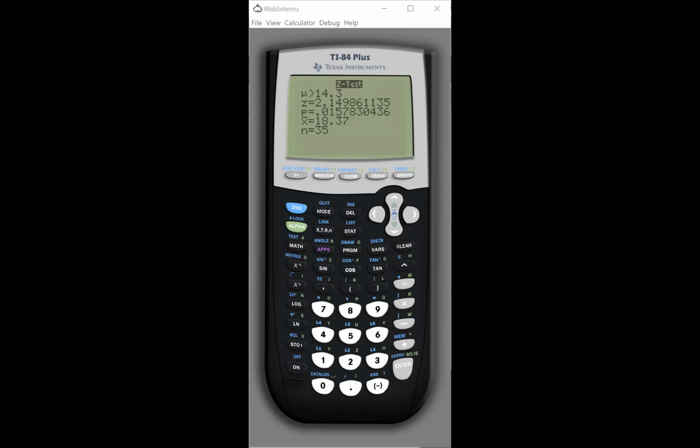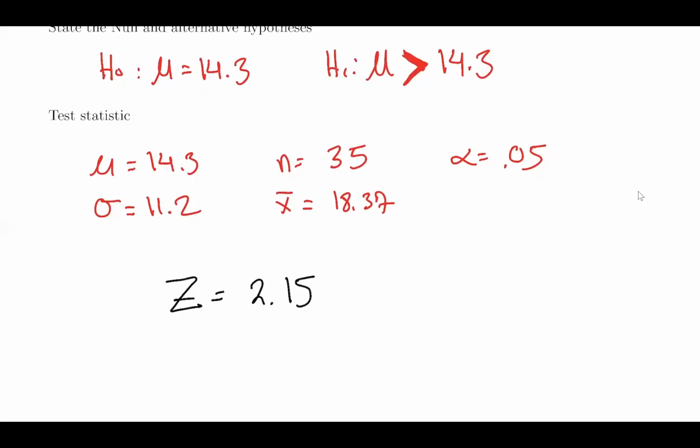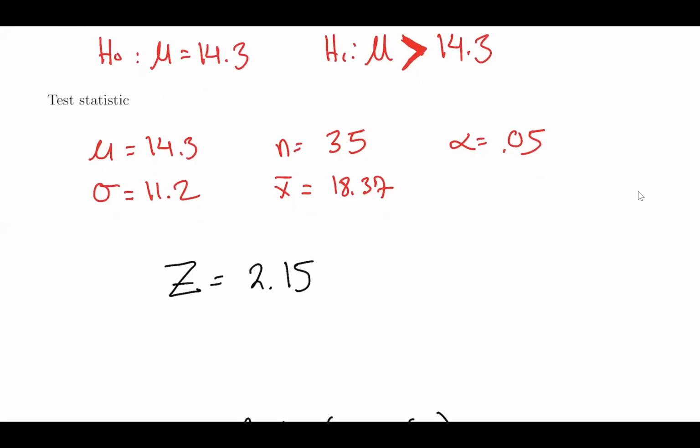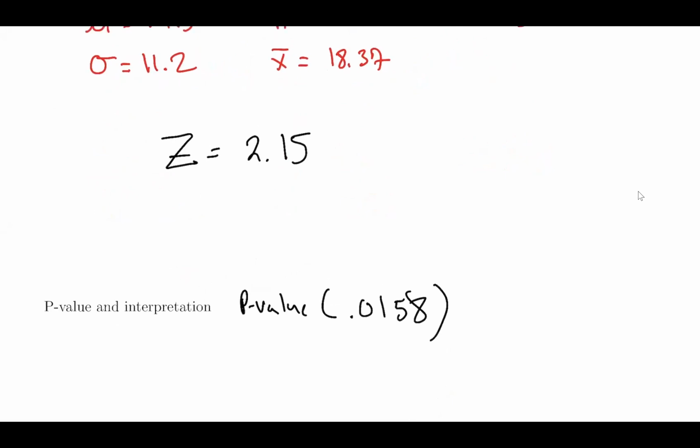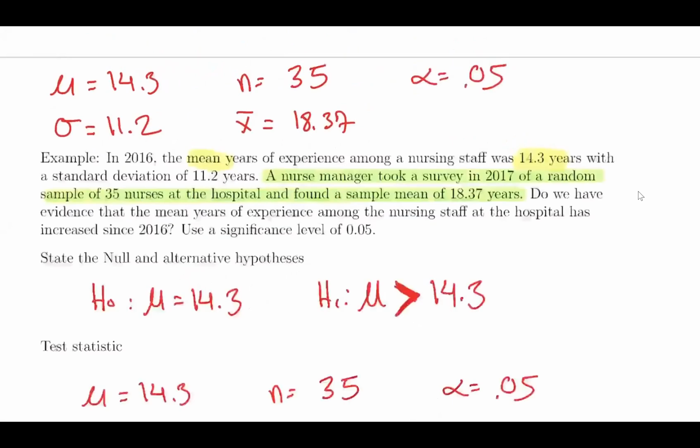Any questions for the TI-84? All right, so let me go back to the notes. If you look at the notes, for the test statistic I put 2.15. For the p-value, we put 0.0158. And my alpha we said was 0.05. So let me put 0.05.